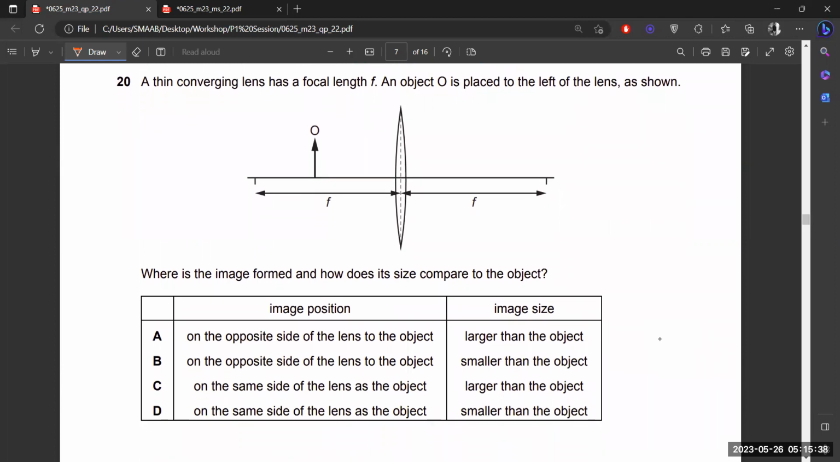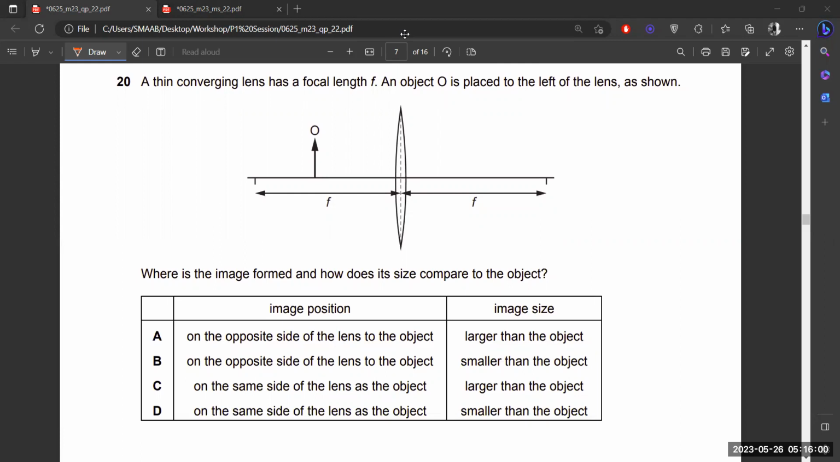Okay, question number 20. And question number 20 we did yesterday. The questions of the light. Those students who are doing topicals with me know the concept of the light. A thin converging lens has a focal length f. An object is placed to the left of the lens as shown. Where is the image formed and how does its size compare to the object?